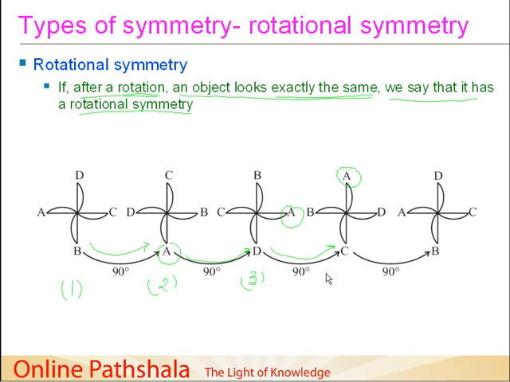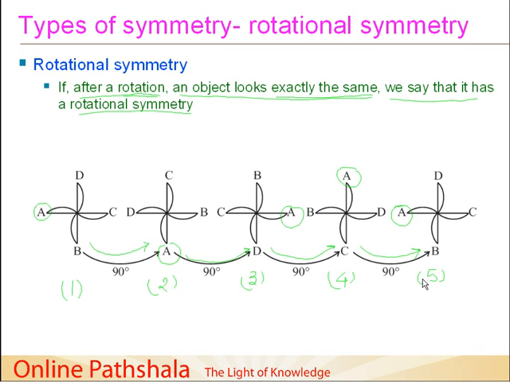Give one more rotation. Let's say this is figure number 4, and then we give one more anti-clockwise rotation by 90 degrees, and then we come back to the starting point from where we started. If you see the starting point in figure 1, A is here and this is the A, right? So this is figure number 5.